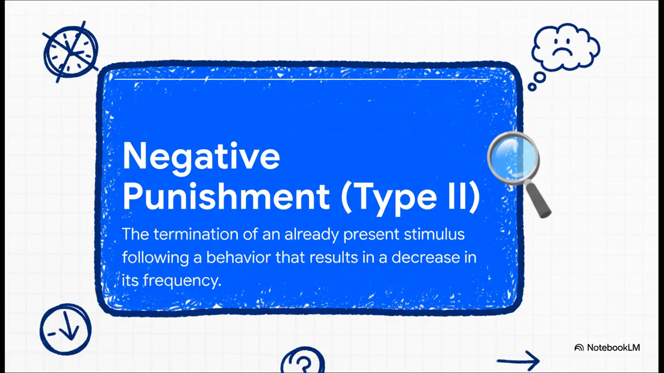It's the termination or the removal of a stimulus that was already there. Sometimes you'll see this called type 2 punishment. So let's lock it in our heads. Negative equals removal. It's as simple as that.